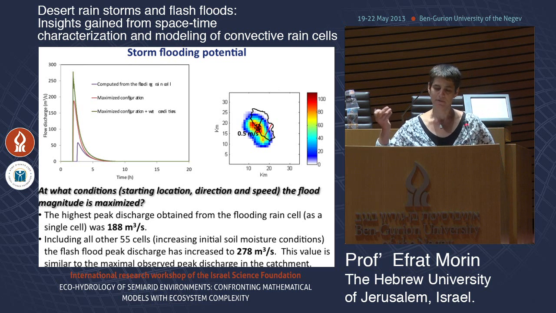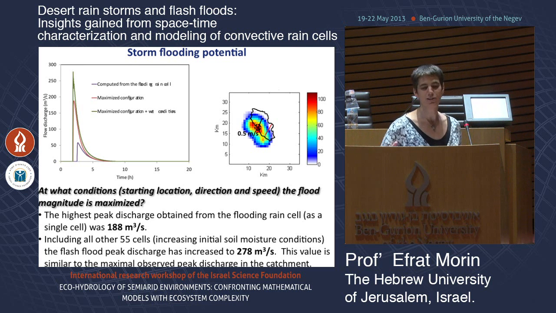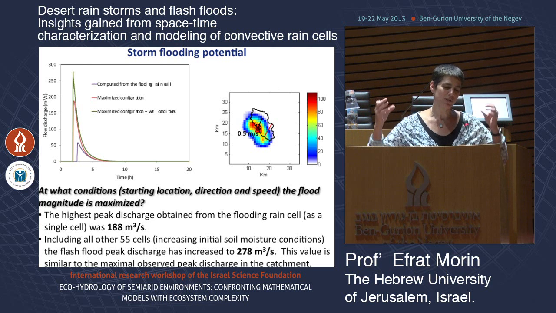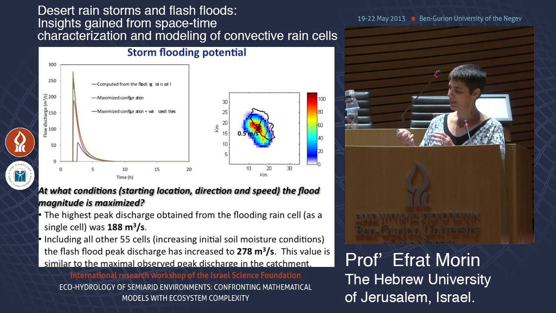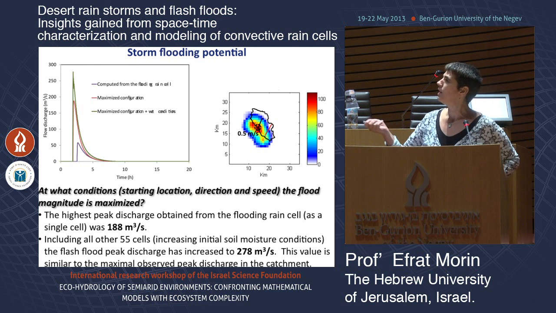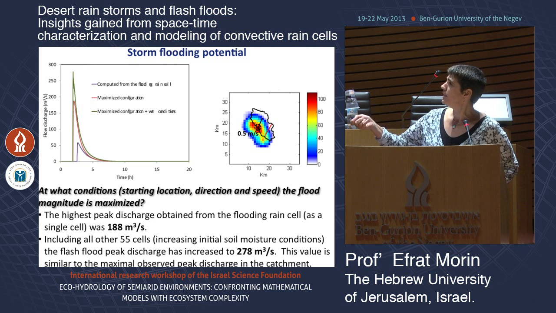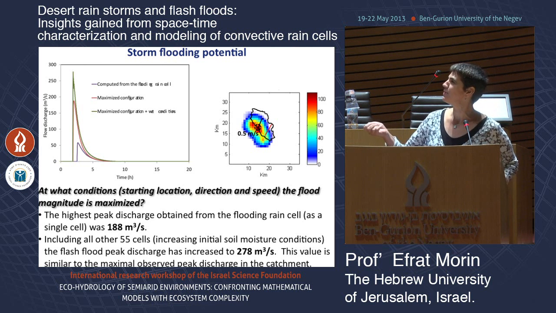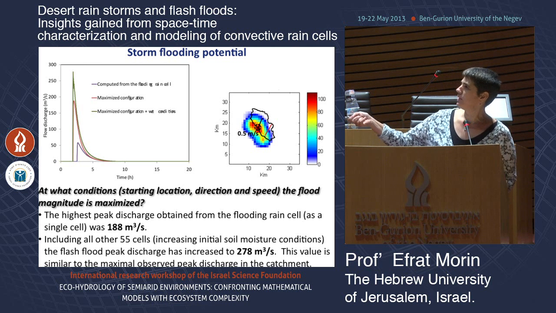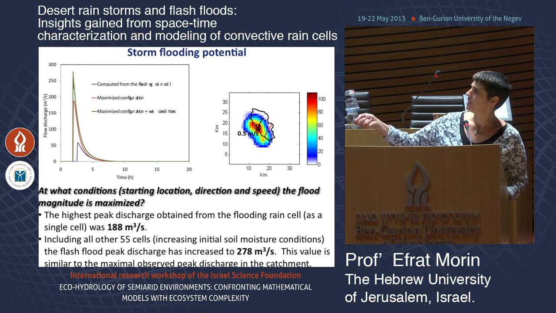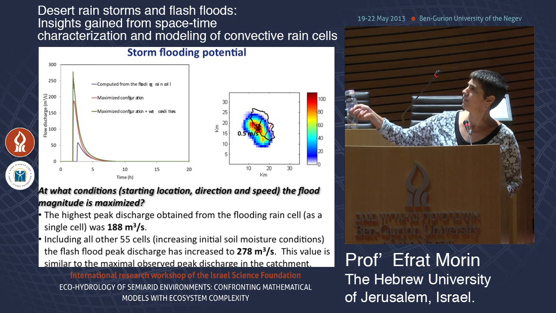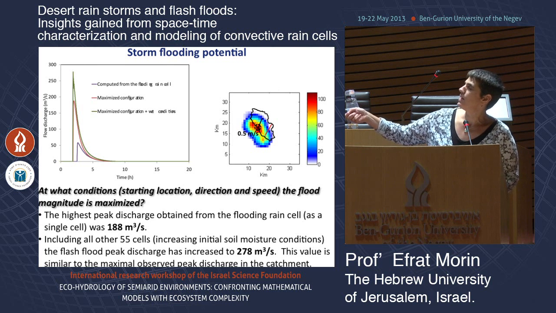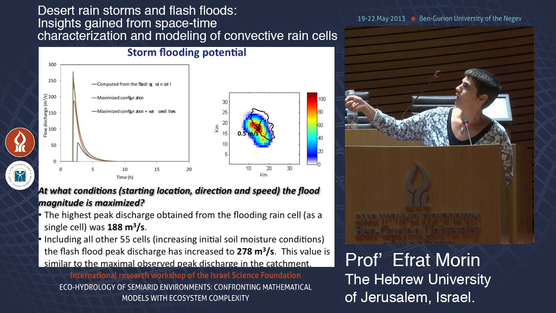And then we asked ourselves, okay, what is the flooding potential of this cell, or this storm? What was the maximum flash flood it could generate without changing its magnitude? Again, these are small models, we can play with it. So with this single cell, the highest peak discharge we could get was 188 cubic meters per second. This is this cell by itself. It was about 55. Taking it in the maximum configuration, it would generate almost 200.